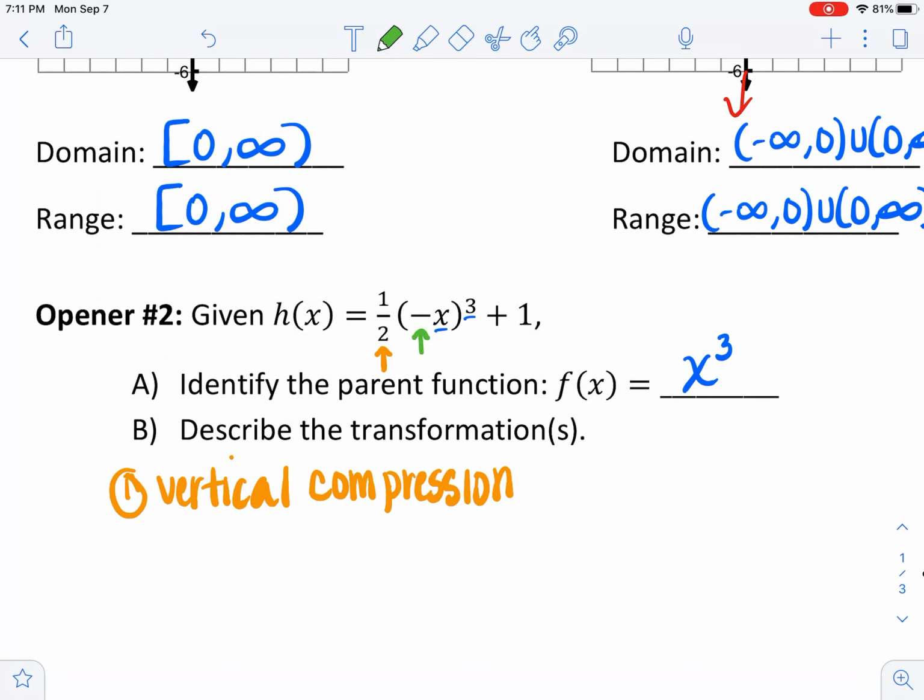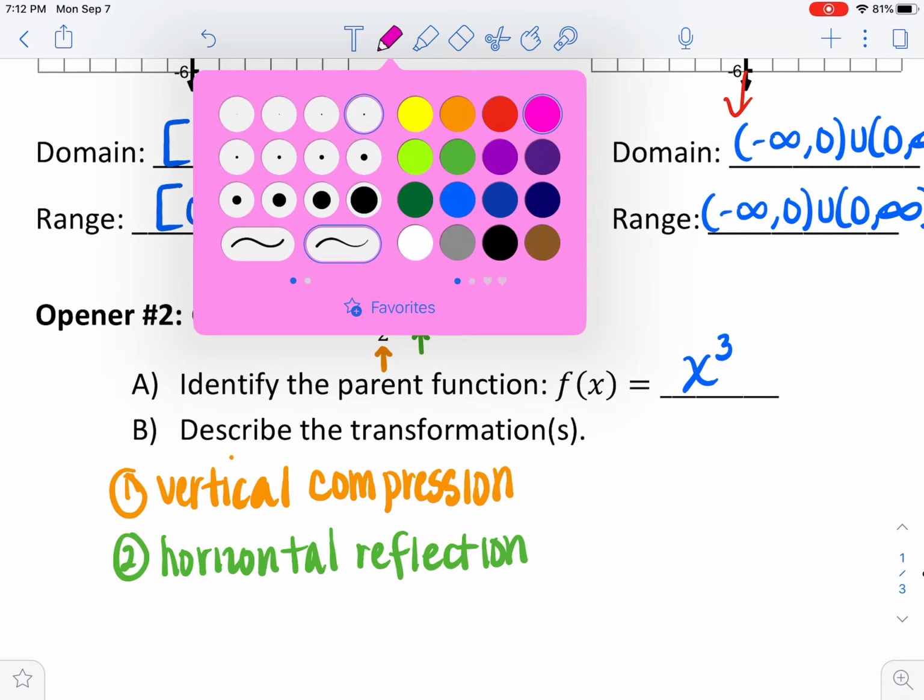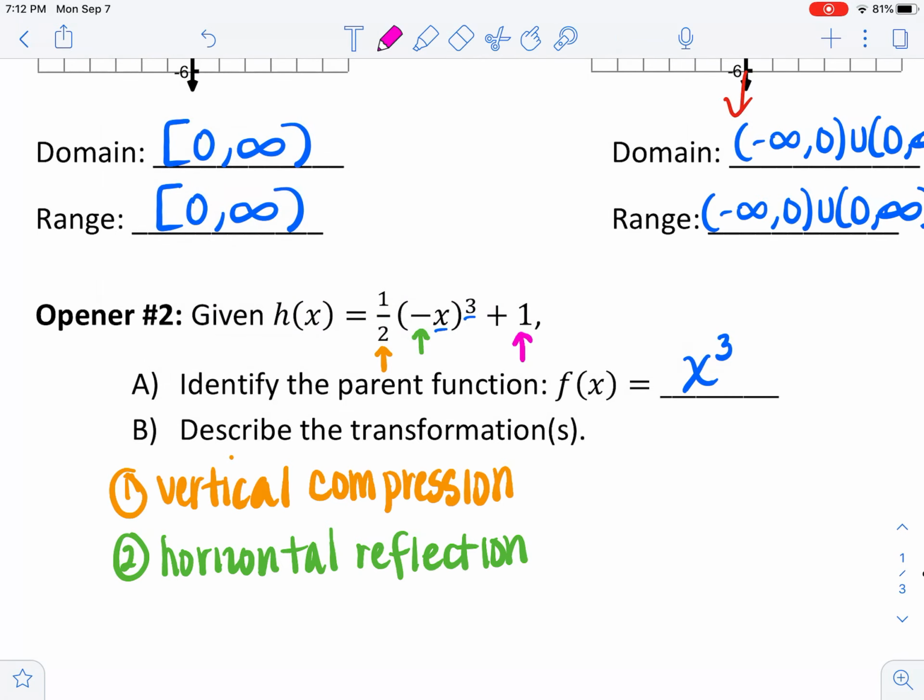All right, next I see a negative in front of x, but it's inside the parent. So that's horizontal. And then a negative in front would make it reflect. So horizontal reflection. And then last but not least, there's this +1 on the end. That is a vertical translation. And it's moved up 1.